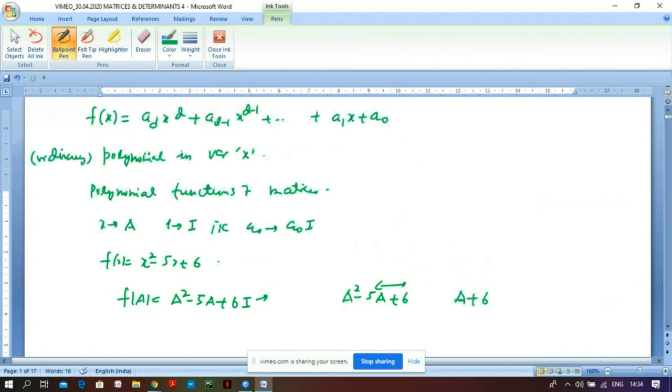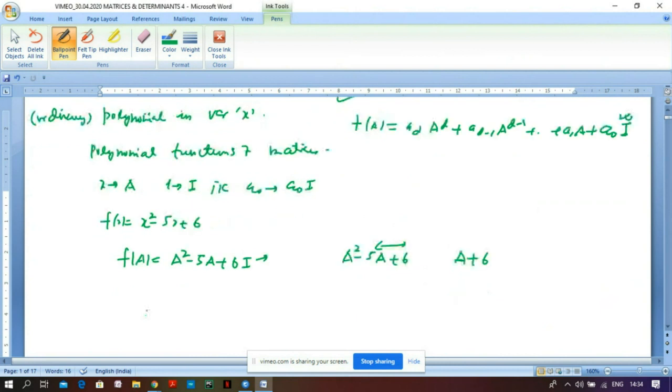For the general case, f of x that I have written here, I can define f of A as a_d A to the power d plus a_{d-1} A to the power d minus 1 and so on till a_1 A, and be careful in the last term, I will have to write a_0 I. This is important, a_0 I. Of course, nobody would forget that once they have been told clearly, but for the beginner, it looks somewhat amazing. So it's a_0 I.